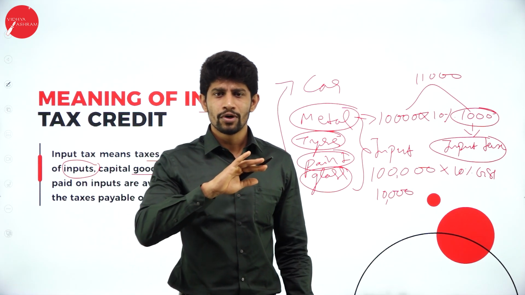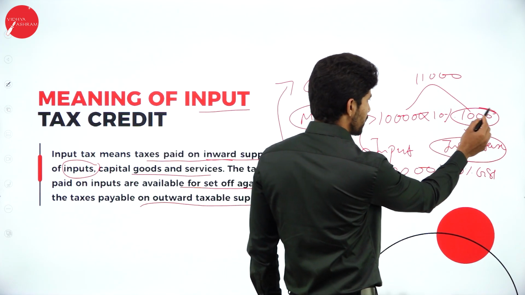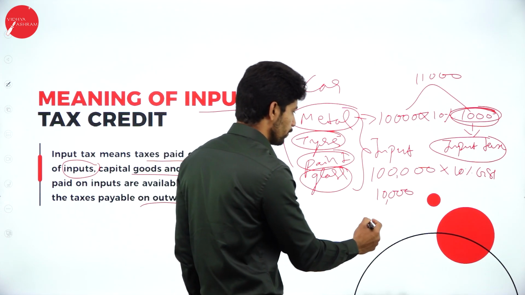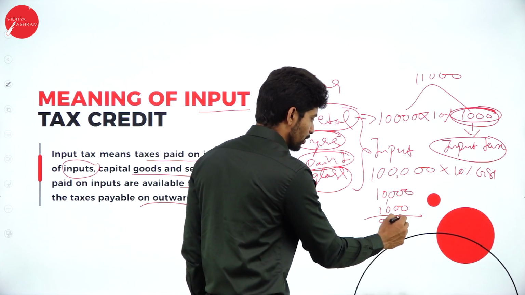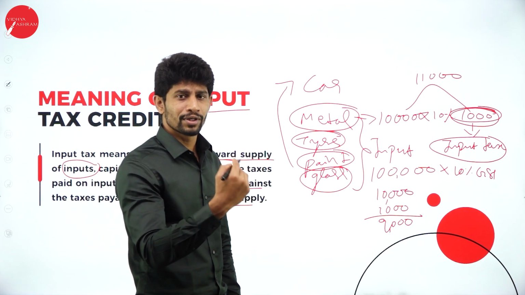What will you do? You will not remit 10,000, because at the time of purchasing raw material, you already paid 1,000. So you set off that 1,000 and you pay the remaining 9,000 to the government. That's it. So this is called set off of input tax credit.